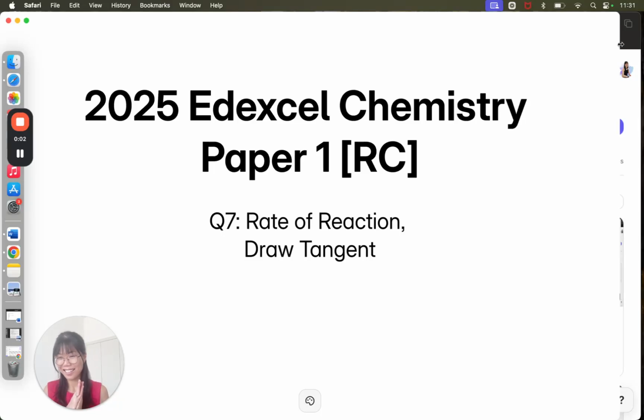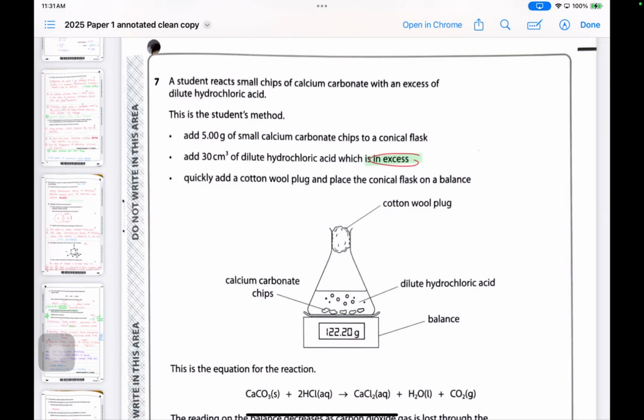Hello. This is the highest awarding mark question in this paper. Make a guess, how much is this? This is 15 marks, so let's dive in. Let's not waste time. It's all about rate of reaction, and you even need to draw tangent, which is coming out 2 years in a row. So you need to know what's the trend, isn't it?